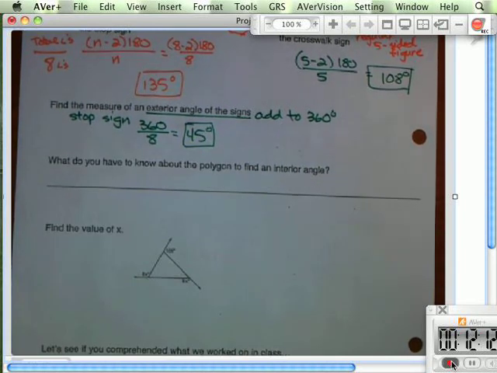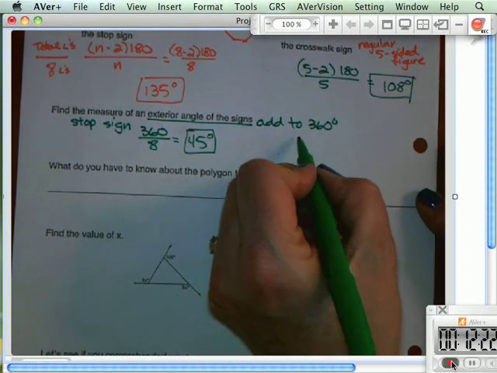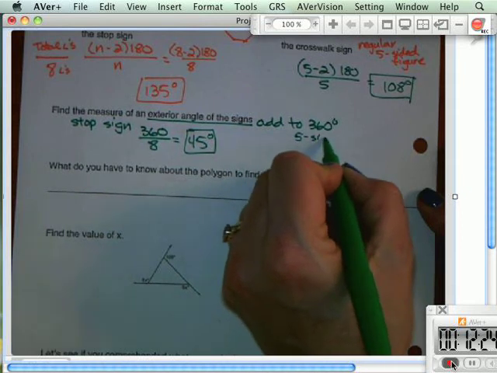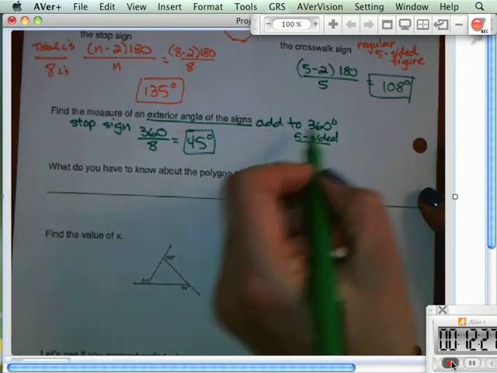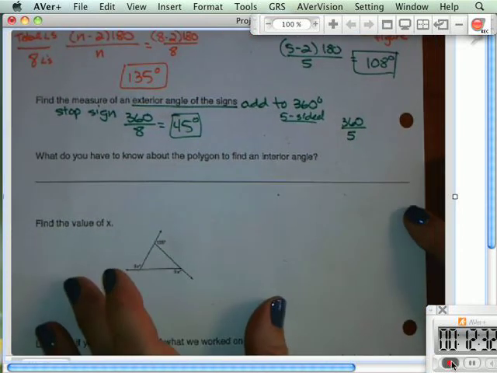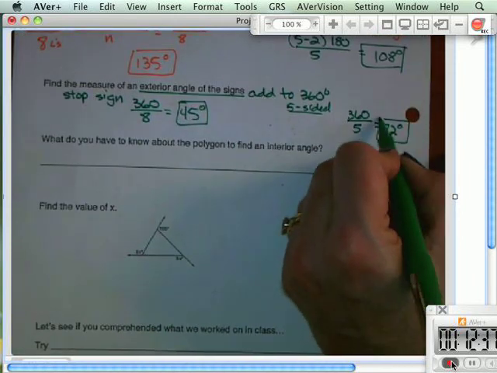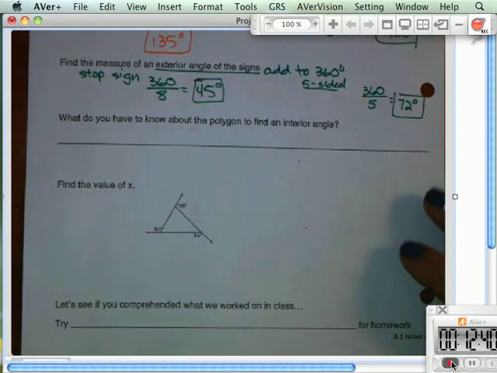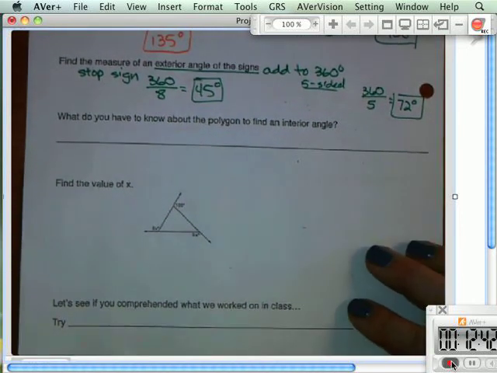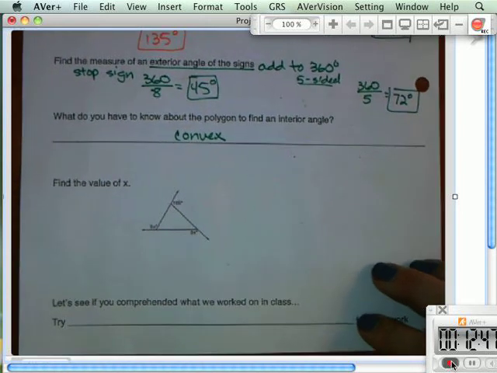Because it's a regular polygon, all those exterior angles are equal. They add up to 360. Same with the five-sided figure. If the exterior angles add up to 360 and it's a regular polygon, I just divide by 5. And each exterior angle is 72 degrees. In order to use any of this stuff, we have to have a convex polygon. Cannot use it when it's a concave polygon.